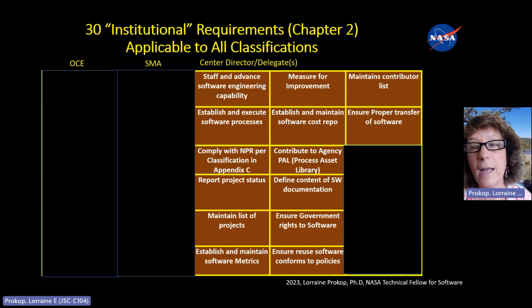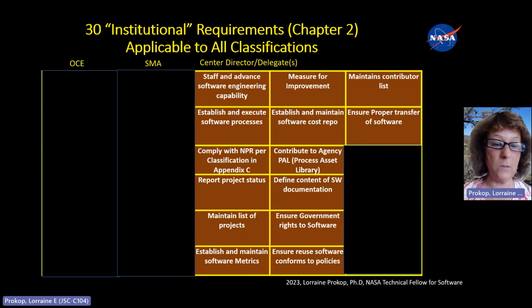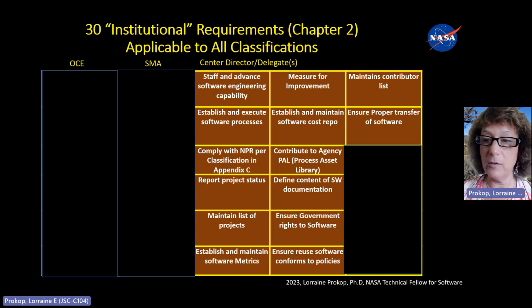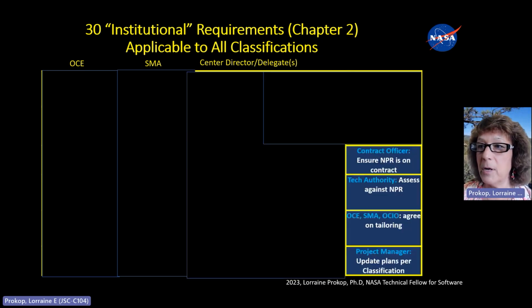Define the content of software documentation. Now, this is one of the things I mentioned that's tailorable. So the center level can decide what type of documentation should be deliverable with the project. Ensure government rights to software, ensure that the reuse conforms to policies, maintain a contributor list of who built the software for invention purposes, and ensure proper transfer of the software outside of the center. So that's all the ones for the center.